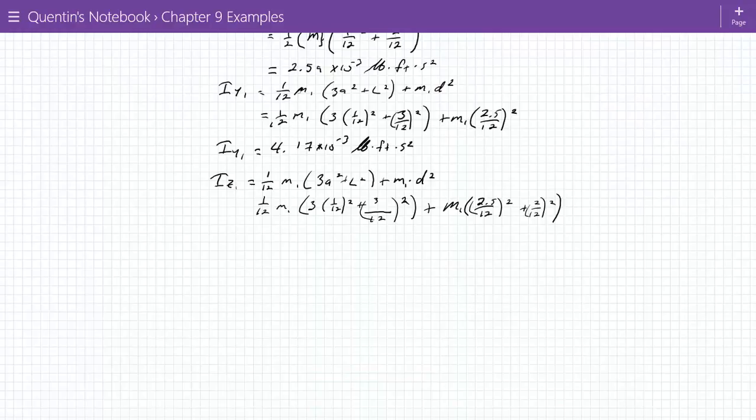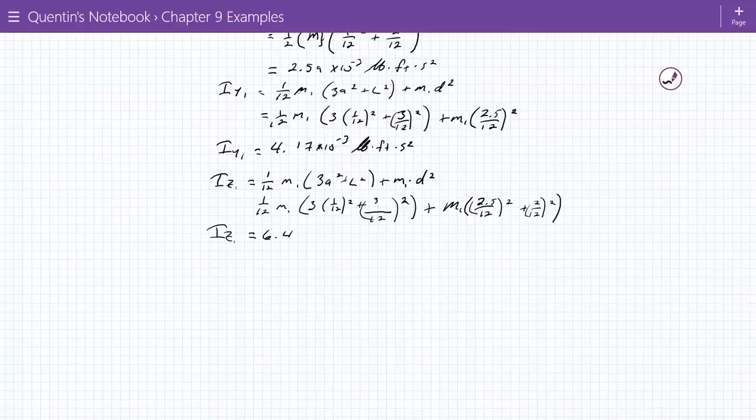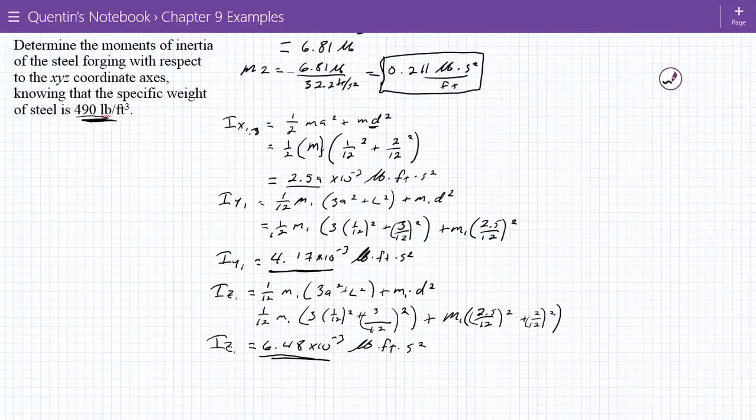And so Iz of 1 ends up being 6.48 times 10 to the minus third, again, pound foot per second squared. Okay, so I'm going to just highlight or underline these right here. So there's our Ix, Iy, and Iz.